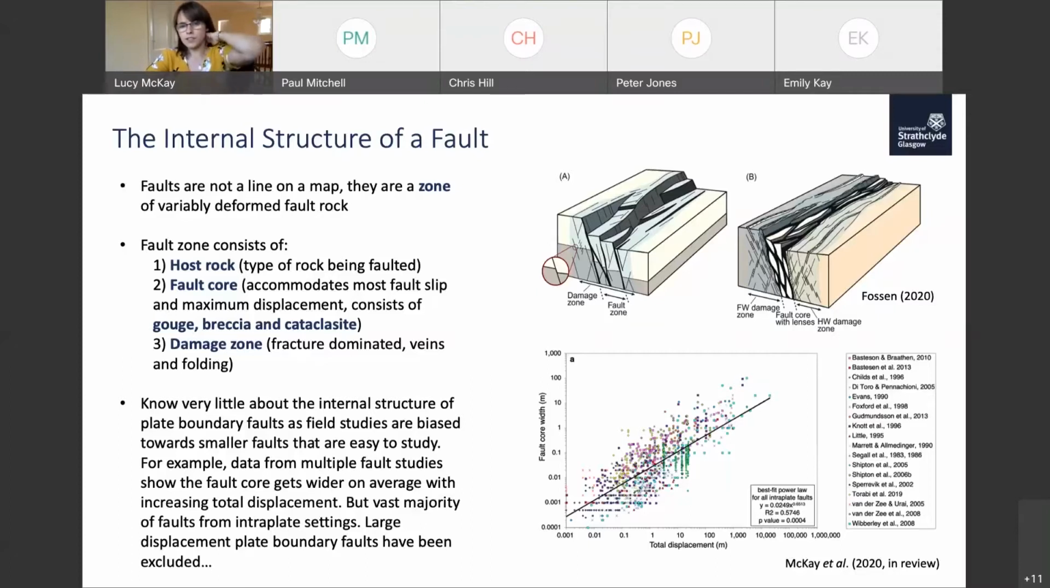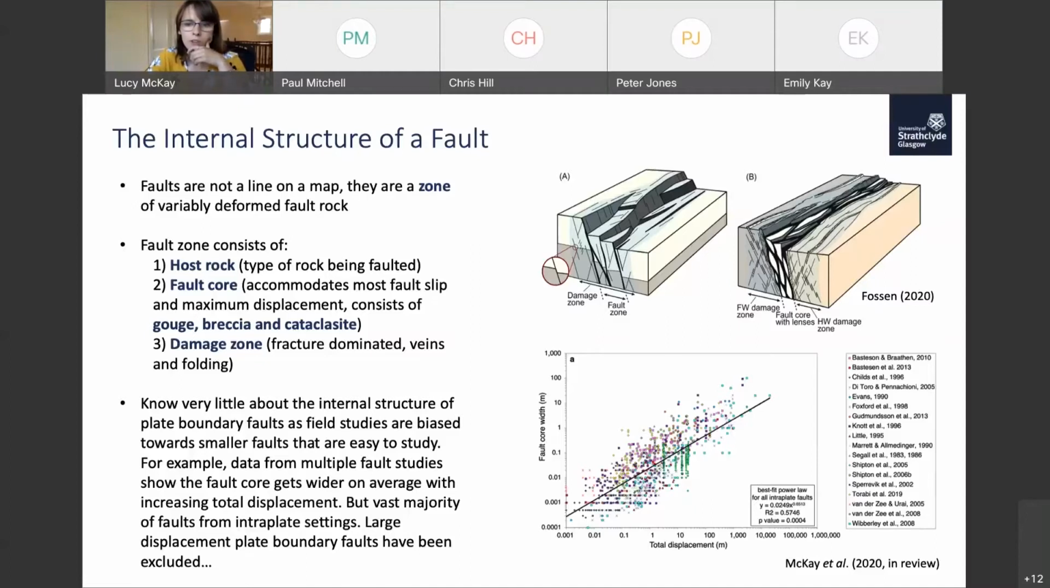Like I said, 90% of global seismicity occurs on plate boundary faults, but despite this, our knowledge of the internal structure of plate boundary faults is actually lacking, as opportunities to directly study large faults in terms of both length and displacement are limited, because field studies are essentially biased towards features that humans can realistically observe and measure. So it's a lot easier to measure a fault in the field that has small displacements because you can actually see the displacement.